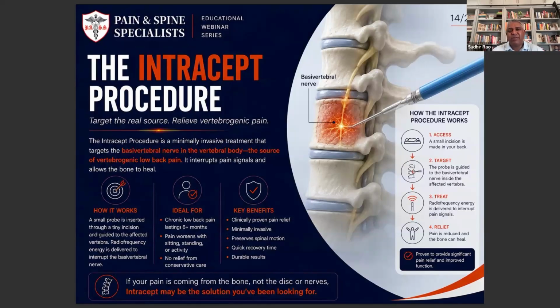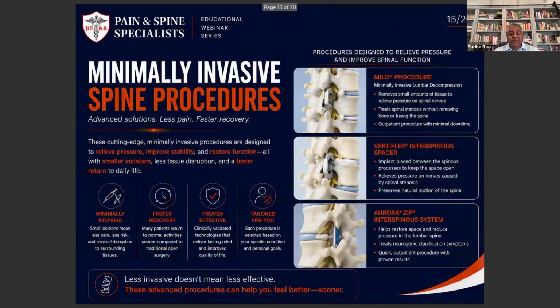One thing that we have, so next slide is going to be minimally invasive spine procedures. So in general, we've talked about disc herniations, we've talked about arthritis, we've talked about disc or bone problems, and we're going to talk about spinal stenosis now.